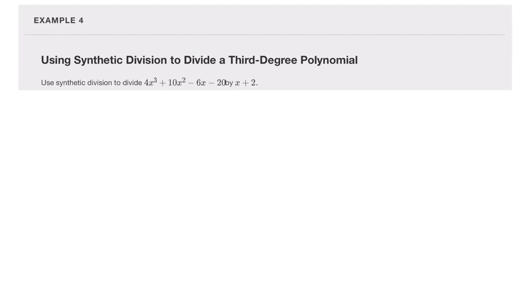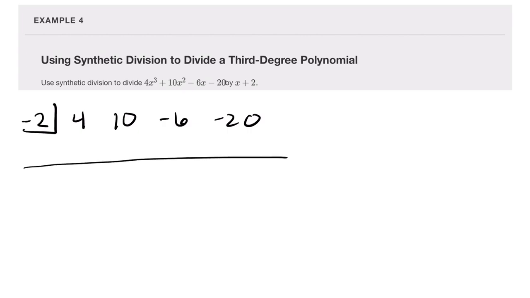Use synthetic division, divide this. It doesn't look like we need any placeholders. If we're dividing by x plus 2, that means negative 2 goes in our chair. And our coefficients are 4, 10, negative 6, and negative 20. Notice we started with a degree 3 polynomial and we finished with 4 terms, four coefficients. So again, the first coefficient just comes down.